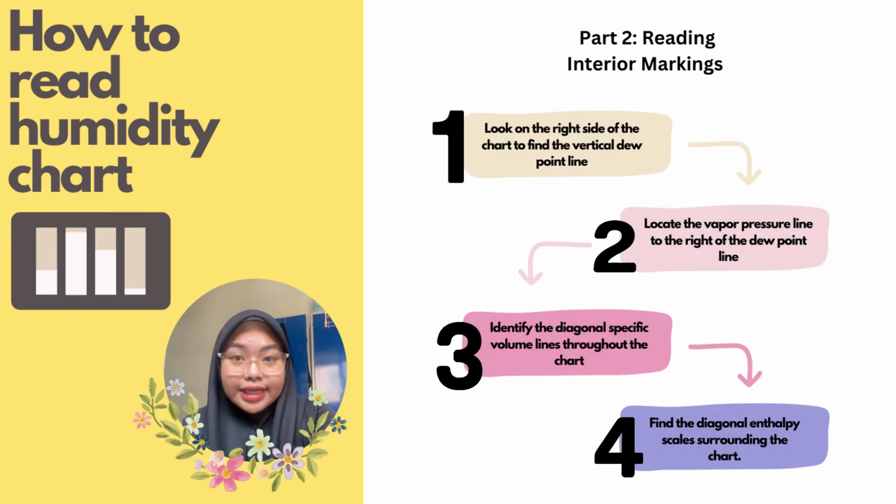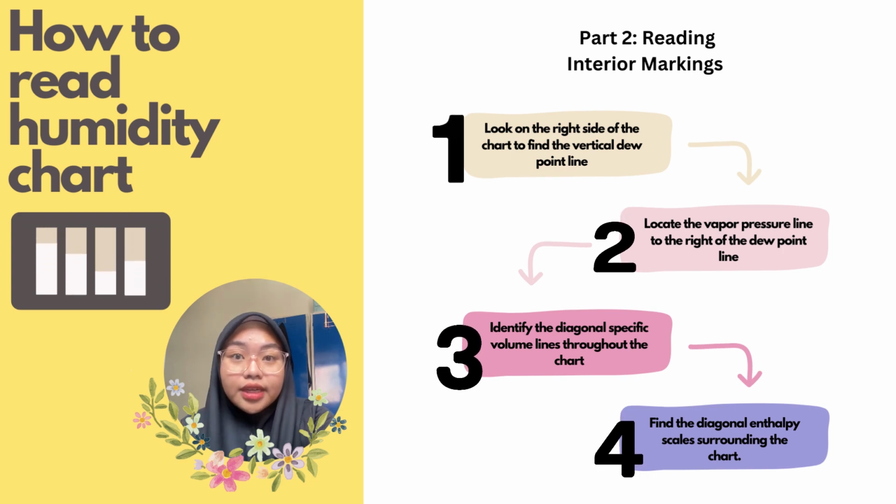The second part is reading interior markings. So the first step is look on the right side of the chart to find the vertical dew point line. If you are having trouble seeing the lines on the chart, use a ruler to align the hash marks with the lines on the chart. Next is locate the vapor pressure line to the right of the dew point line. Use a ruler horizontally to align the hash marks of the vapor pressure with the lines on the chart.